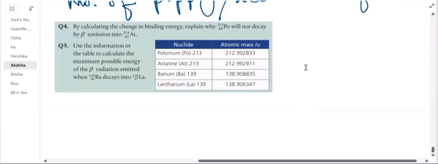Okay, please do it when you are free. Okay, the chart is already shared with you, the board.